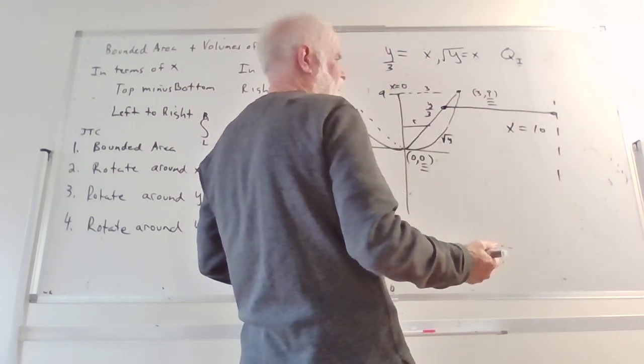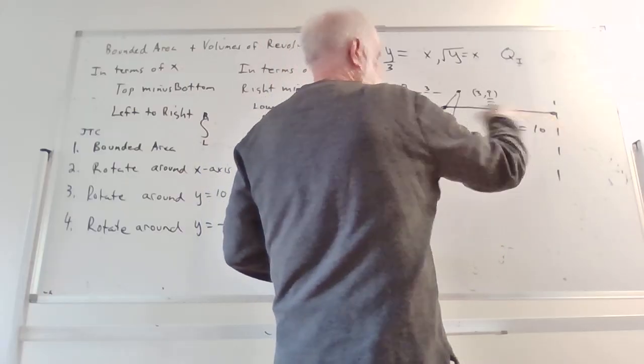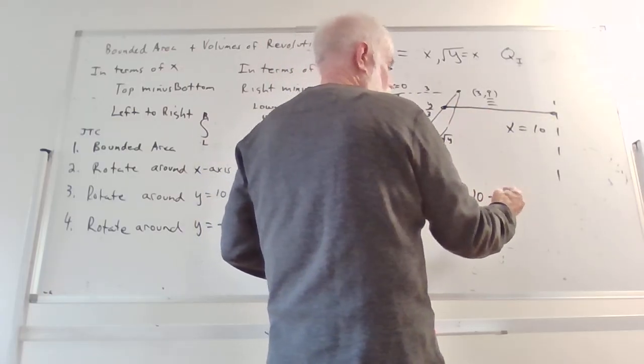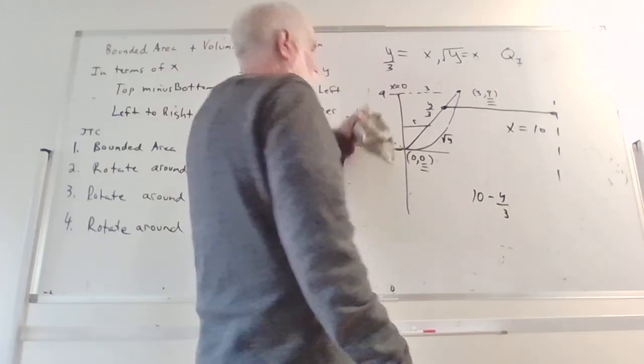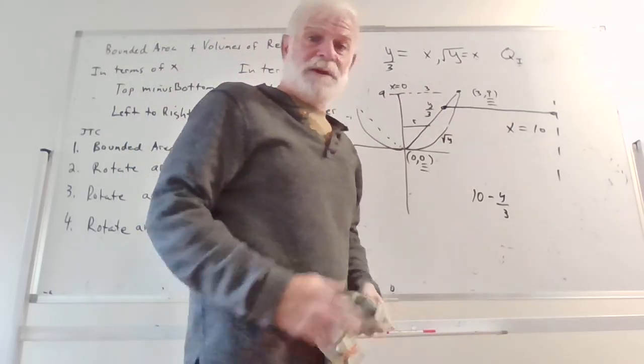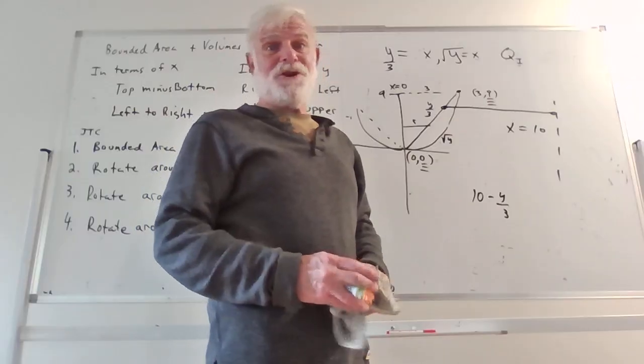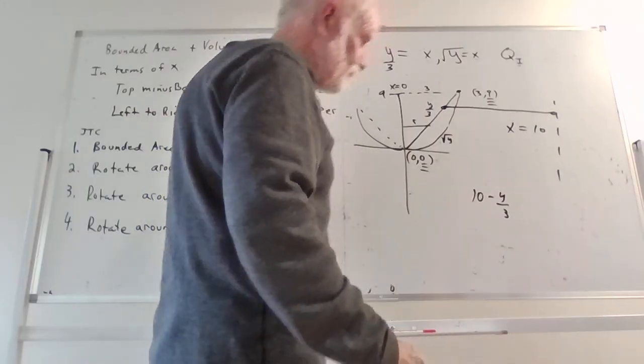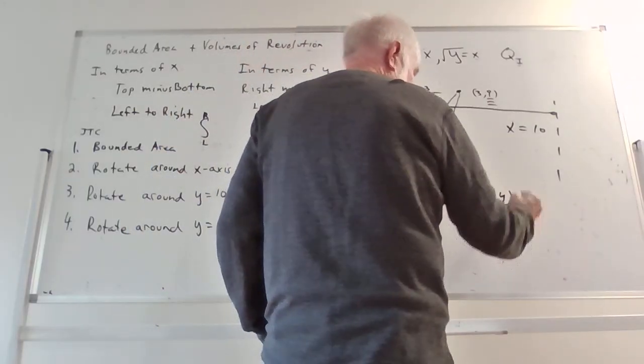So how do I define that distance? Sure looks like it's 10 minus y over 3. So if y was 9, 9 divided by 3, I'd take 3 units away from 10. Must have been a Freudian slip before, because I did show 10 minus 3. So that's my big R.